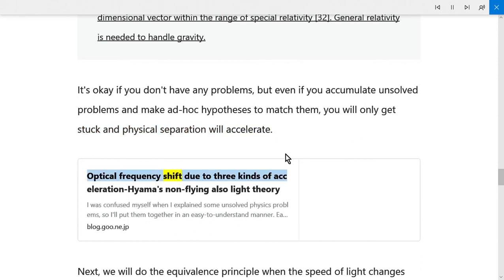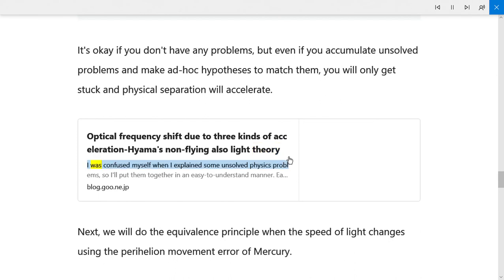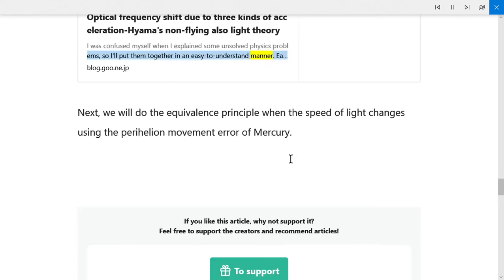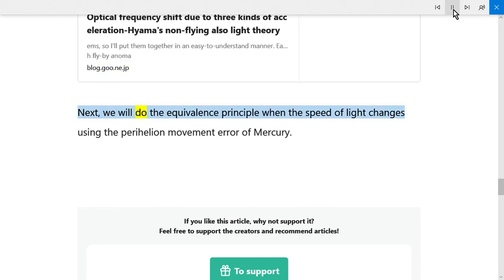Optical frequency shift due to 3 kinds of acceleration. Hi, I am non-flying. Also light theory. I was confused myself when I explained some unsolved physics problems, so I'll put them together in an easy to understand manner. Earth flyby, anomablog.goo.ne.jp. Next, we will do the equivalence principle when the speed of light changes using the perihelion movement error of Mercury.